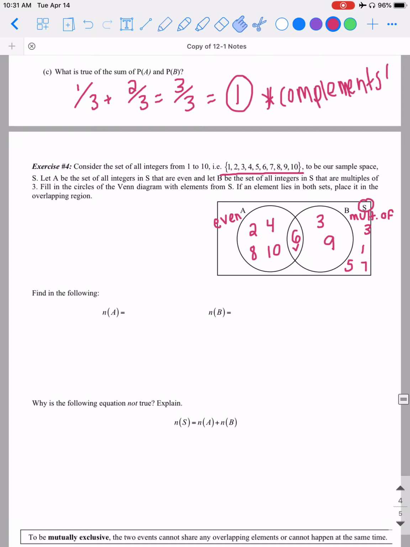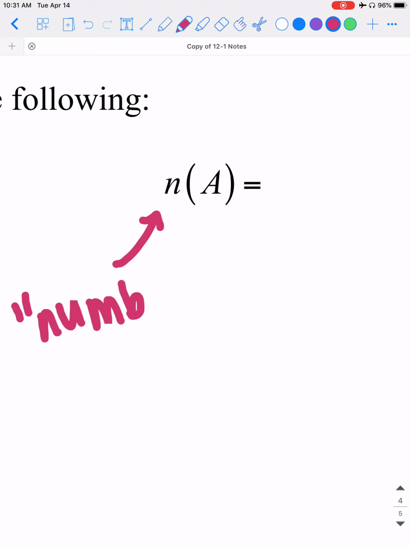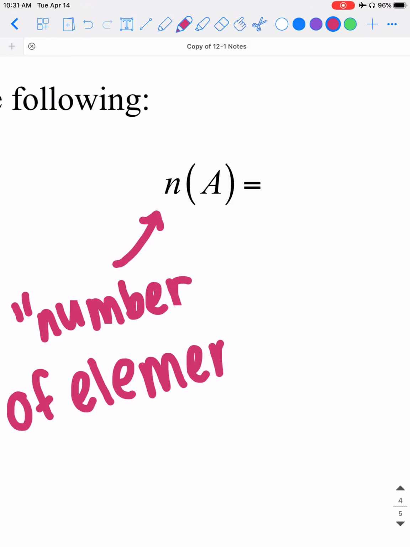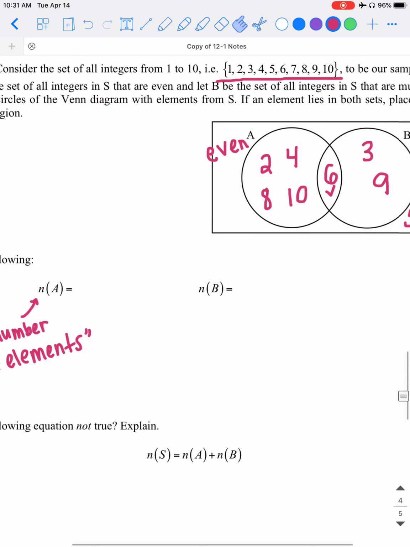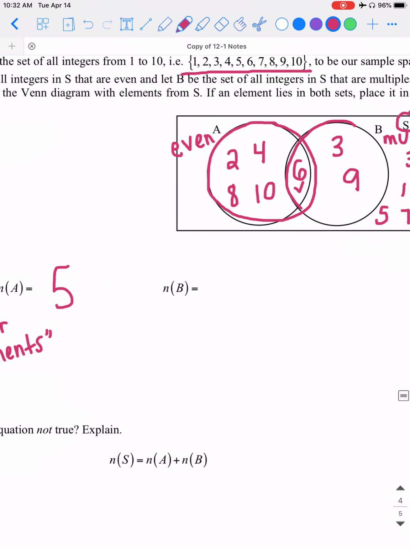Then it says to find the following. So this n of A, when we see that n, that just means the number of elements. So n of A is asking us what's the number of elements in set A? When we're answering that, we don't just want to look at the 2, 4, and 6. We want to look at this whole circle because that represents A. So the number of elements in set A is 5, and the number of elements in set B, this whole circle here, is 3.